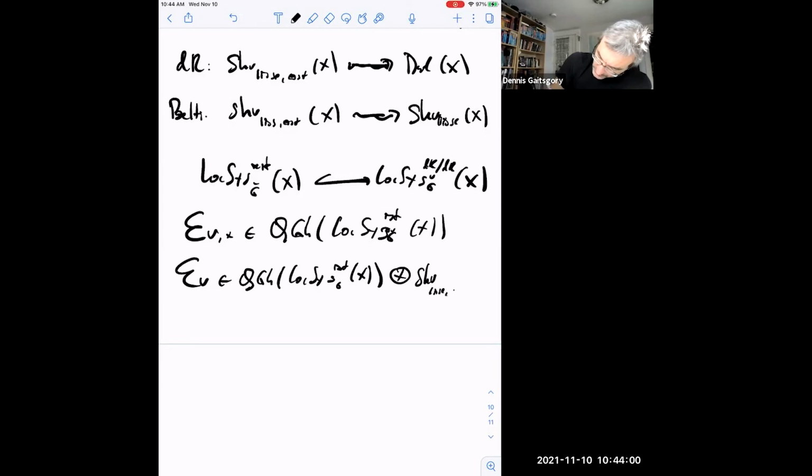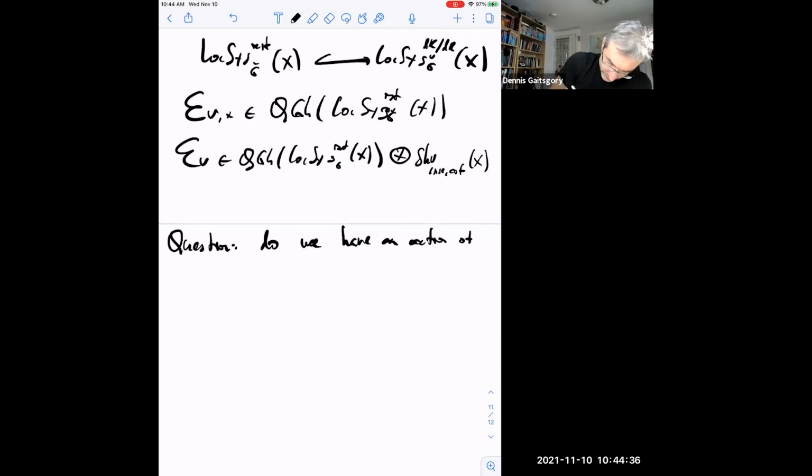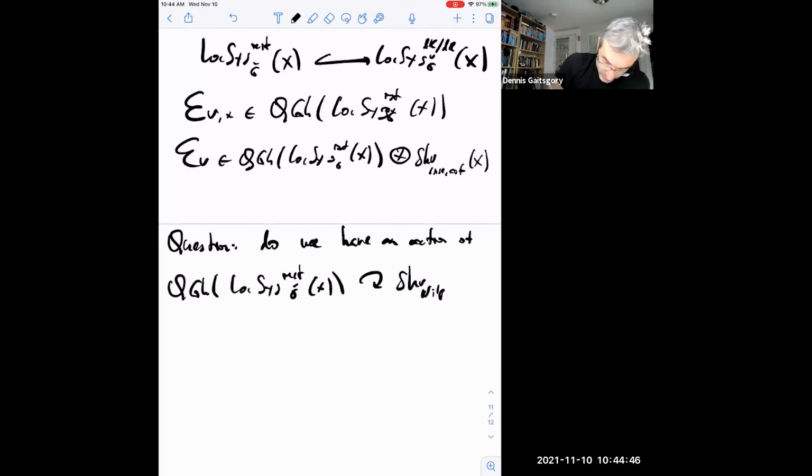And again, you can express the wish, but as we saw already in the Betti context, it's unreasonable to wish to involve the entire category of sheaves on Bun_G. If you want to have your wish fulfilled, you only want to talk about important ones. So the question: do we have an action of this quasi-coherent sheaves on LocSys restricted on sheaves with nilpotent singular support?